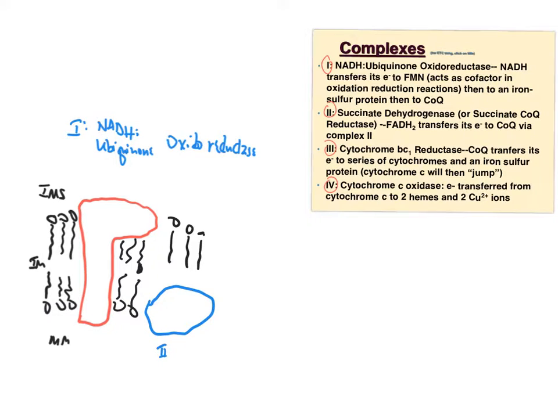Then we've got complex three. Let me get a different color. By the way, complex three is the one that I worked on. It completely traverses the membrane. So this is complex three, and it's called cytochrome bc1 reductase. And see, this is where it gets a little confusing for some people, because it does matter that c1 is different than cytochrome c. And I apologize.